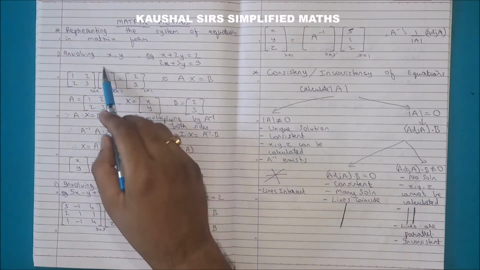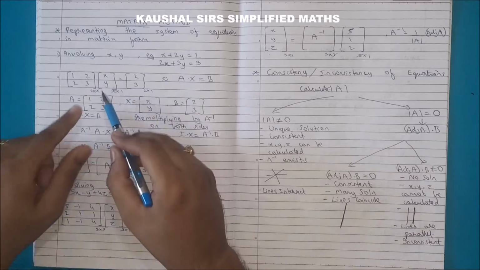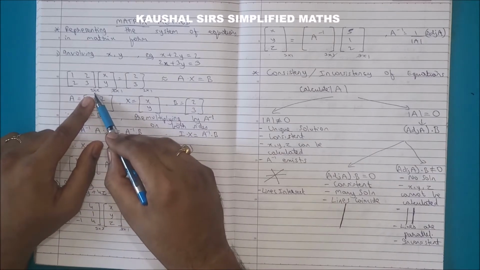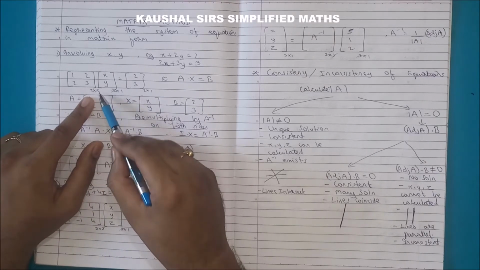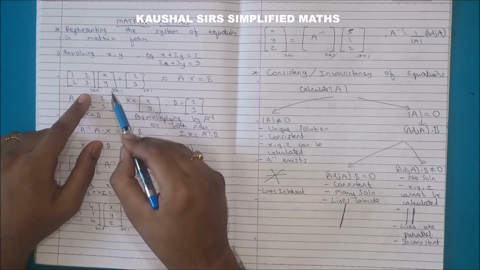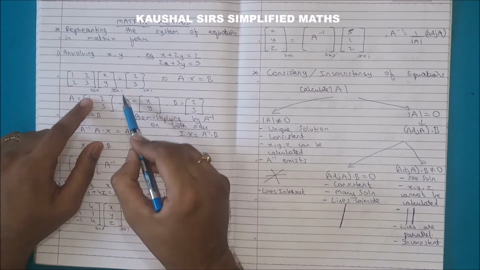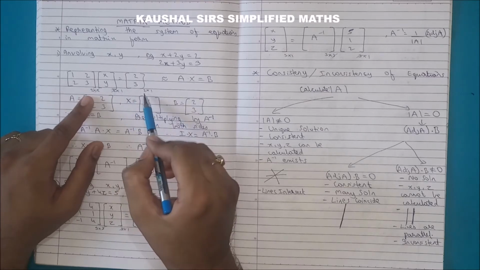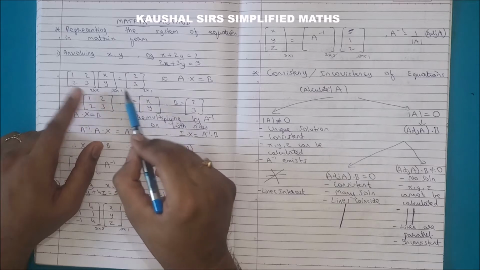Now students, let us understand the representation. Here the order of the matrix is 2 by 2, here the order of the matrix is 2 by 1. So matrix multiplication is satisfied. After multiplication the resulting matrix will have the order 2 by 1, and the right hand side matrix is also of order 2 by 1. So LHS and RHS both have the same order.